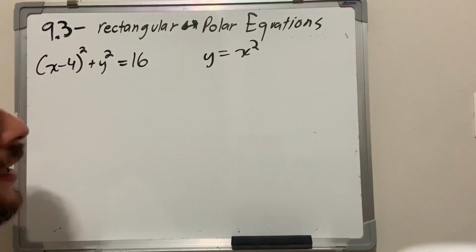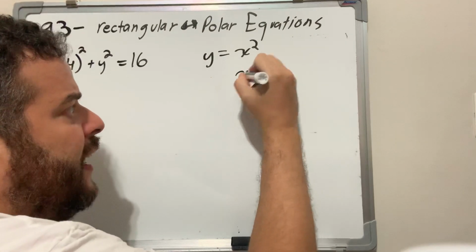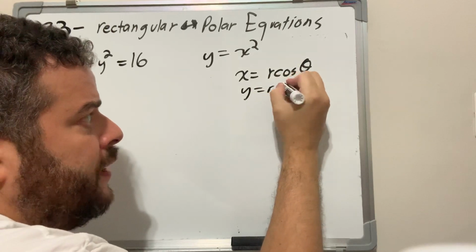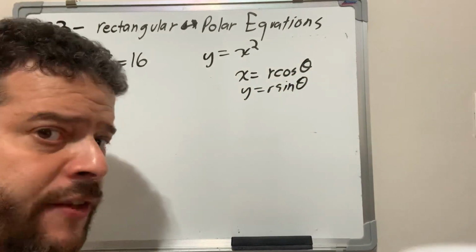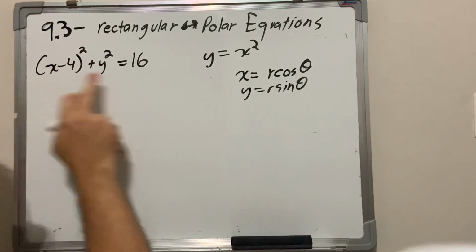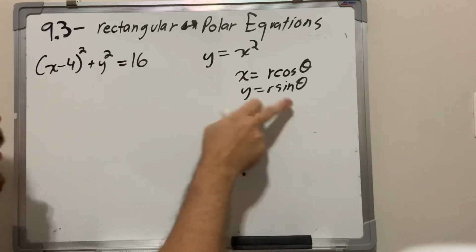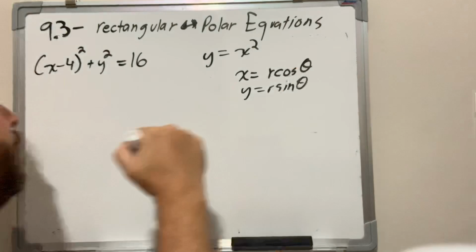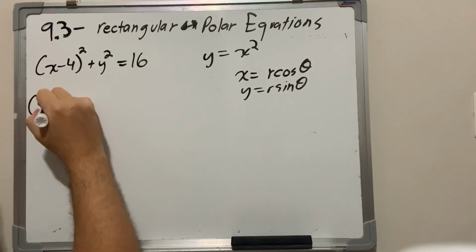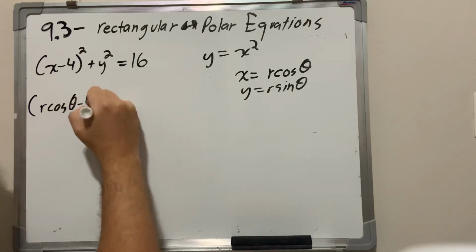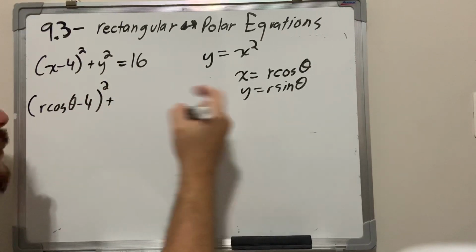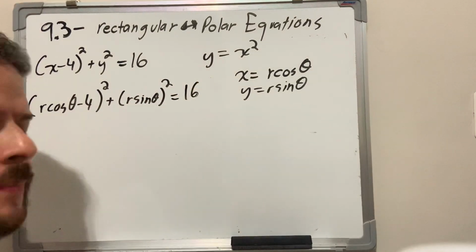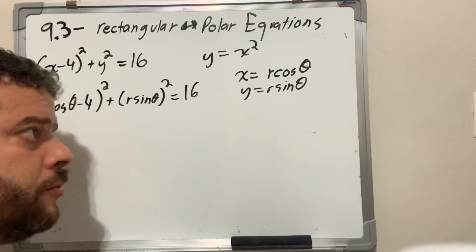Now, yesterday, if you remember correctly, x is the same thing as r cosine theta, and y is the same thing as r sine theta. We saw that yesterday. Is this not an x, and is this not a y? So again, I'm turning it from rectangular to polar. So let's start working. My x turns into (r cosine theta minus 4) squared plus (r sine theta) squared equals 16. That's step 1. Substitute. That's simple.